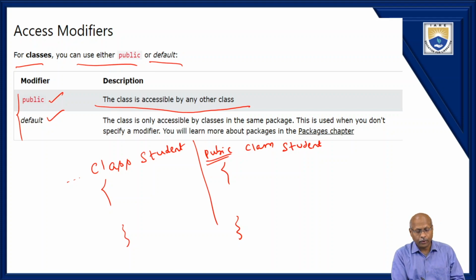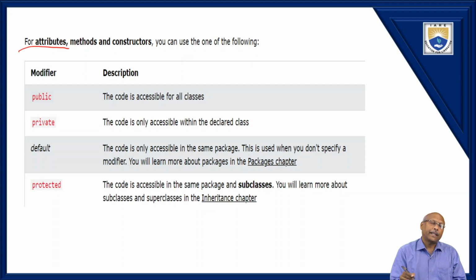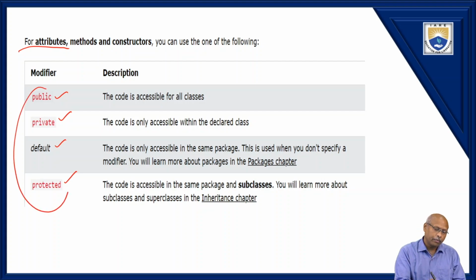Similarly, if you are writing default, the class is accessible in the same package. It is equivalent to public in the same package. But if you go to another package, you cannot access it. This is used when you do not specify a modifier. You will learn about packages in the package chapter. Okay. Next, for attributes also, you can use these access modifiers: public, private, default, protected. For attributes, you can use all four types of modifiers.